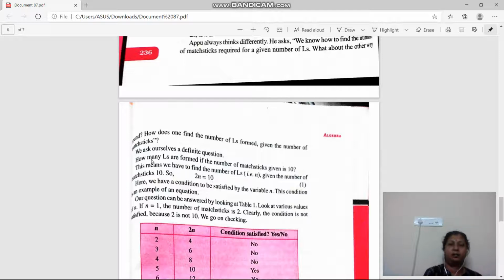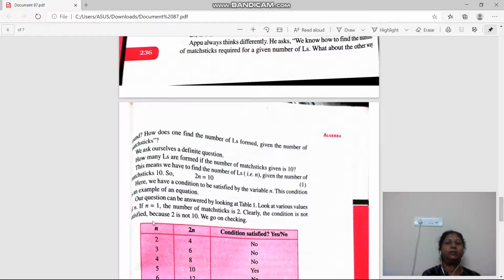How many Ls are formed if the number of matchsticks is 10? If matchsticks are 10, how many Ls will form? It is 5. So this means we have to find out the number of Ls. The given number of matchsticks is 10, that means 2n is equal to 10. Here we have a condition to be satisfied by the variable n. This condition is an example of an equation. Our question can be answered by looking at table 1.